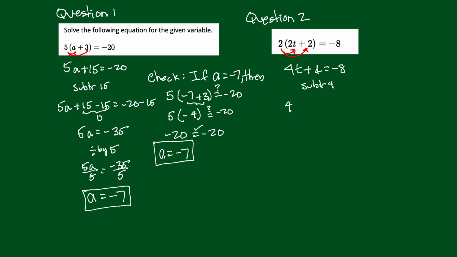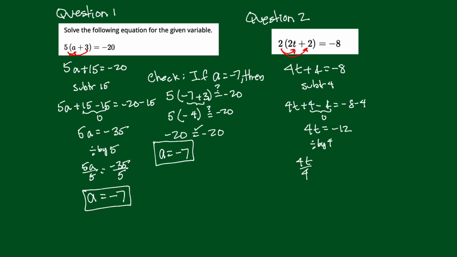It'll look like this. 4t plus 4 minus 4 equals negative 8 minus 4, right? Subtract that 4 from both sides. Now this part here is just 0. So I'm going to get 4t equals negative 8 minus 4 is negative 12. And now I can see that that t has been multiplied by 4. So undo the multiplication with a division. So I'm going to divide by 4. It'll look like this.